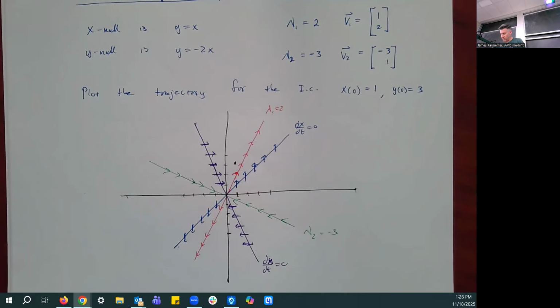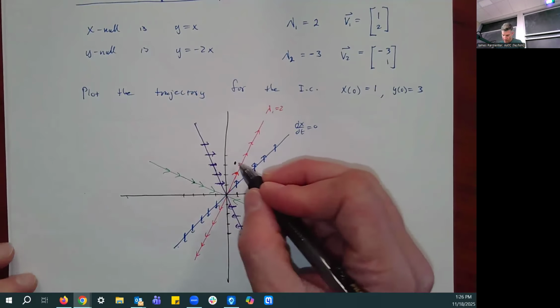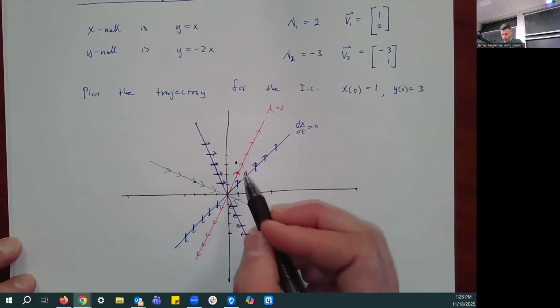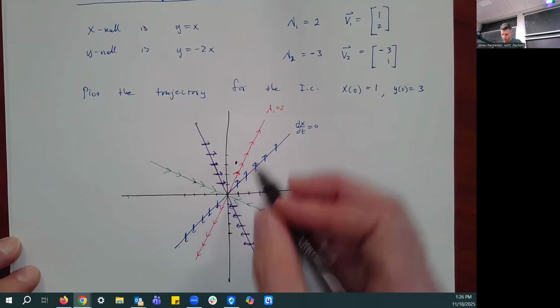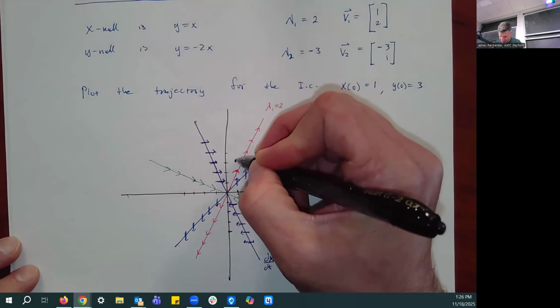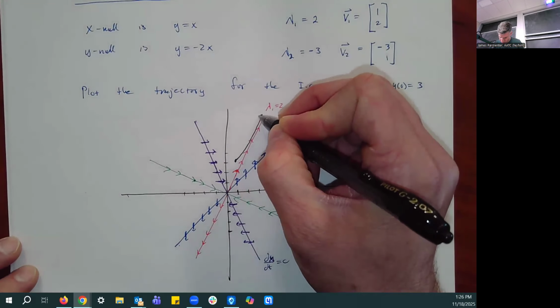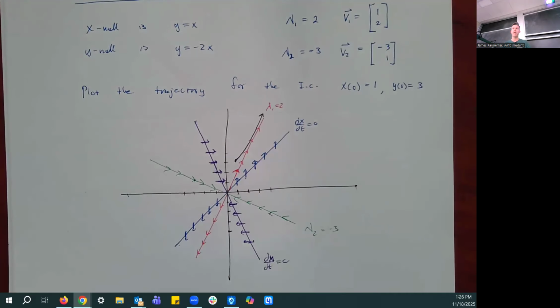So now if we start at this point right here, we're between these things pointing us right and up. So we're going to go right and up and we're going to get asymptotically closer to that eigenline. Which is maybe not the most exciting answer.